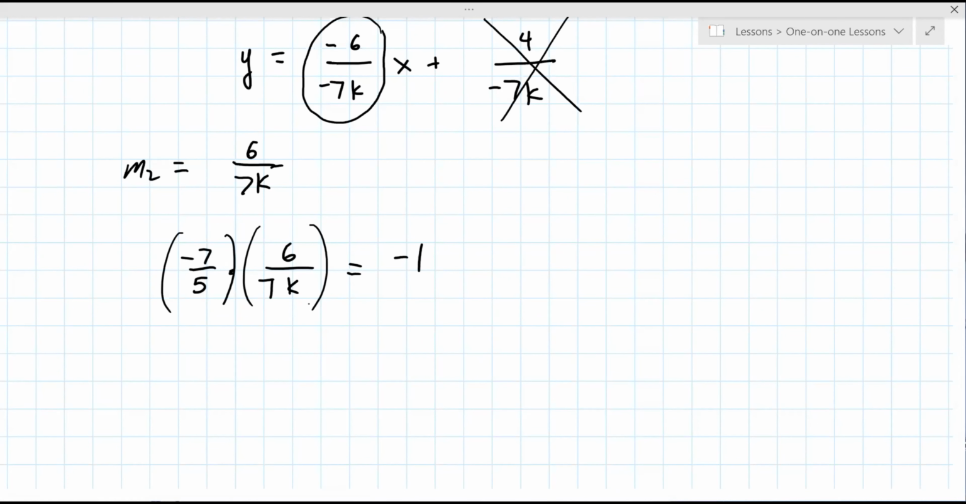Okay. So are you comfortable solving this for k? Would you just cross multiply? You can cross multiply. You might multiply first and then cross multiply. A lot of options here. You can also cancel out the 7s to start. Oh, yeah. Okay.